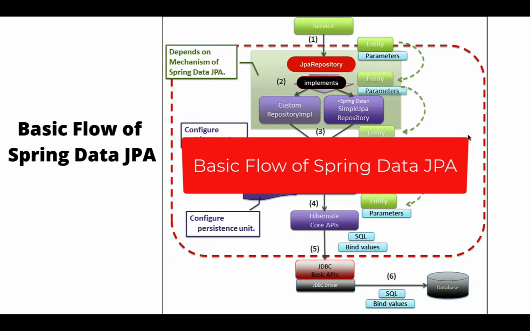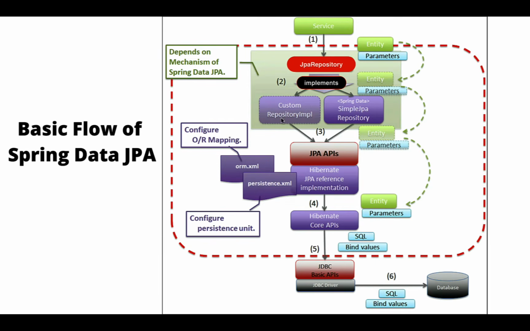Hi, welcome back. In this lecture, let's quickly understand the basic flow of Spring Data JPA. This diagram shows the basic flow at the time of accessing data from the database table using Spring Data JPA. If you look at the steps here, 1, 2, 3, 4, 5, 6, whenever we perform any database operation using Spring Data JPA, these 6 steps will be performed internally.